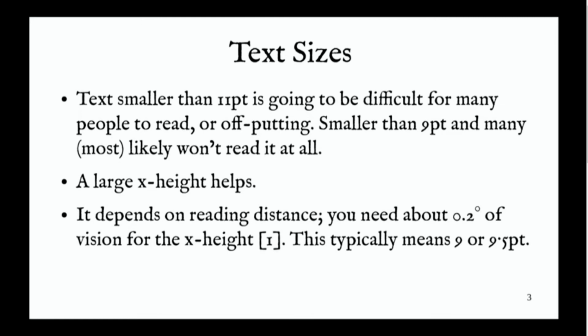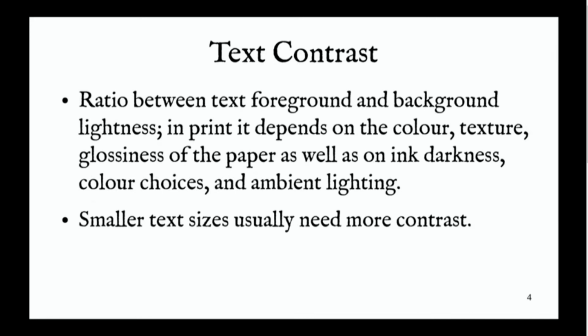A large x-height helps. It's really the size of the majority of lowercase letters that matters the most. In some languages it matters that you can see the accents too. Depends too on reading distance, obviously. But around 9 and 9.5 point is a good minimum. You also need to think about the contrast, the ratio between foreground and background lightness. In print this depends on the colour, the texture and the glossiness of the paper, as well as on how dark the ink is, what colour you've chosen to print in, and the ambient lighting of the person reading. Smaller text sizes usually need more contrast, but it's not easy to measure, it's just something to bear in mind.